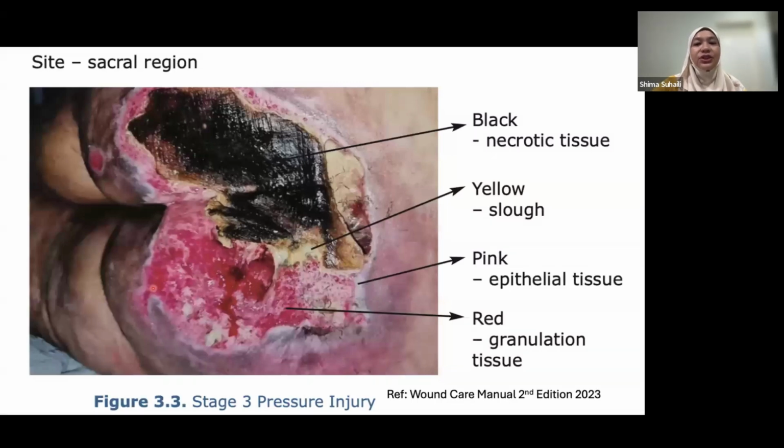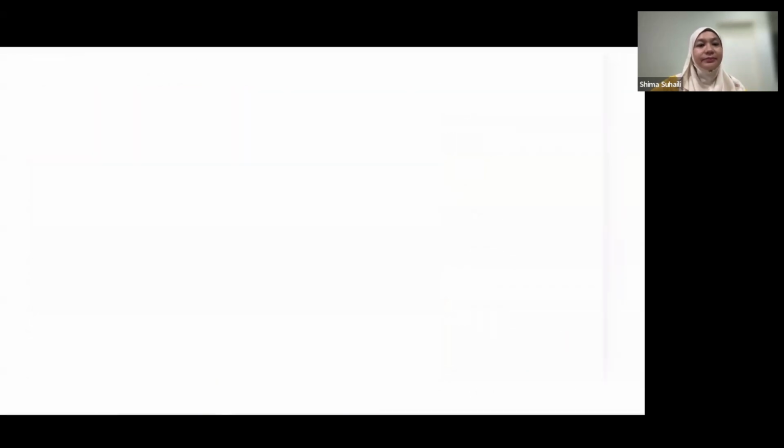Ada tak tisu mati? Tisu mati basically dia warna hitam dan juga warna kuning. The necrotic, okay, the necrosis and also the slough. Okay, the pink is the epithelialization, epithelial tissue, and the red beefy color is the good, healthy granulation tissue. Okay, so you have to assess and document.